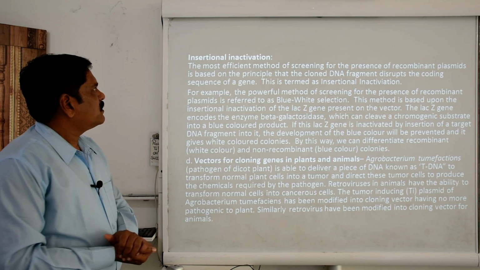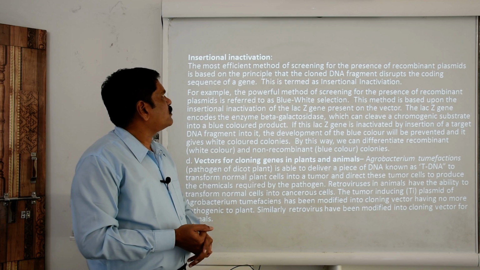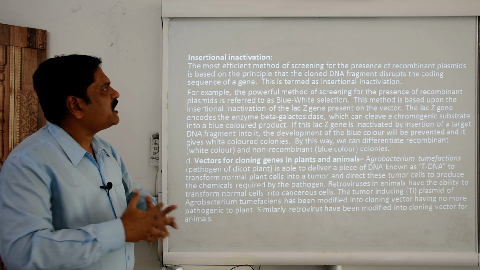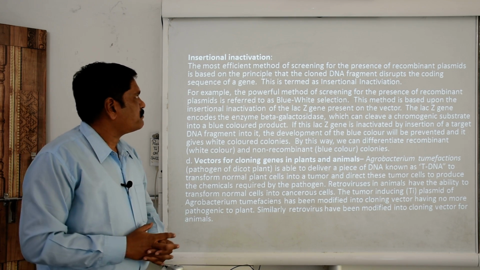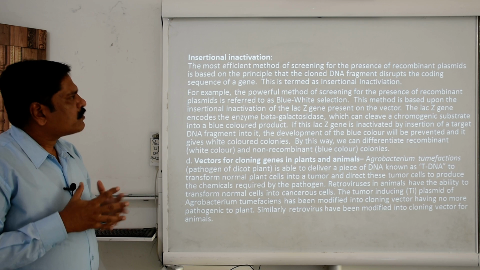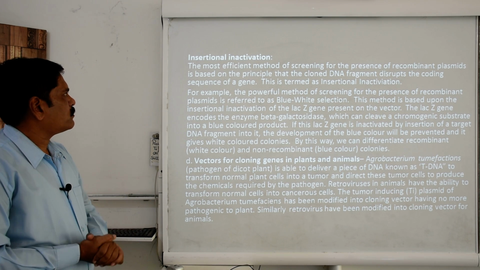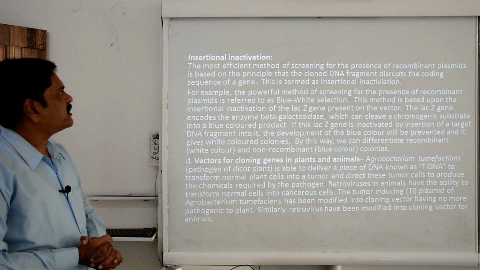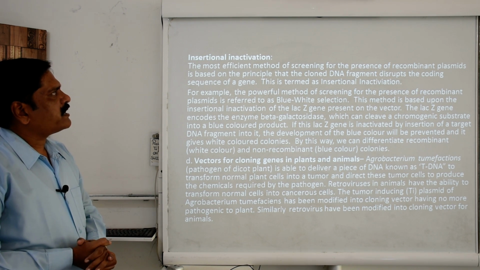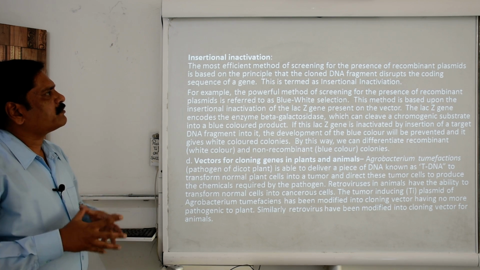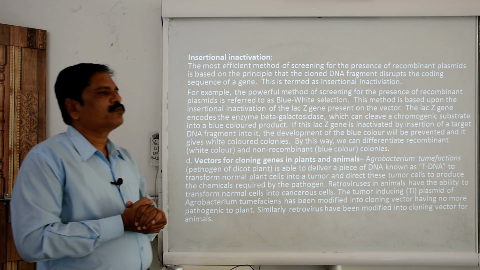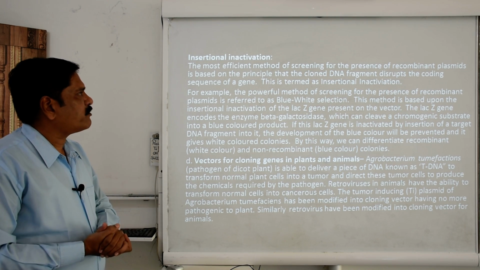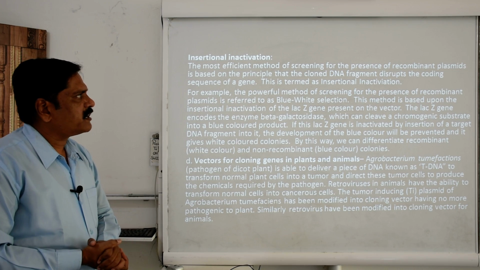Okay, now here is insertional inactivation. What is this? The most efficient method of screening for the presence of the recombinant plasmid is based on the principle that the cloned DNA fragment disrupts the coding sequence of a gene, and this is termed insertional inactivation. The fragment which disrupts the gene responsible for the cloning sequence is considered insertional inactivation.